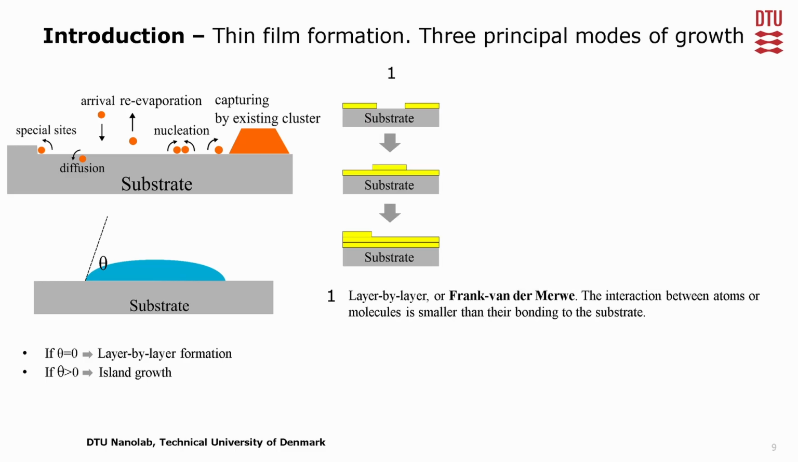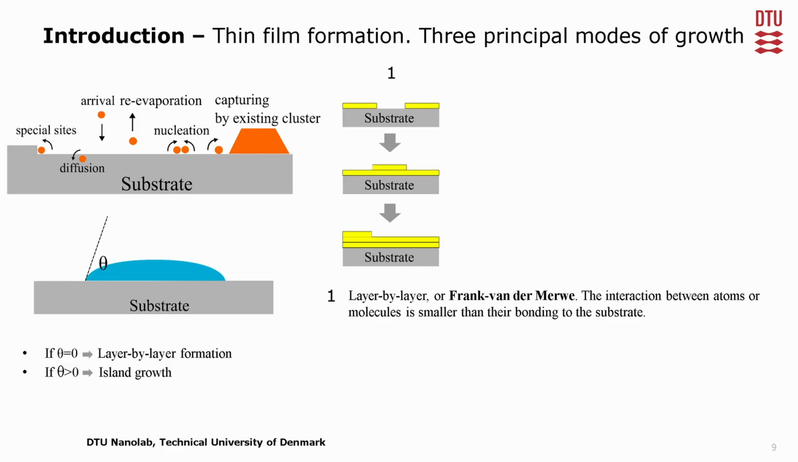This is known as Frank van der Merwe growth, resulting in layer-by-layer formation. If the interaction between the atoms in the liquid droplet is much stronger than their interaction with the substrate, the droplet will maintain a well-defined curvature, and the contact angle will increase.